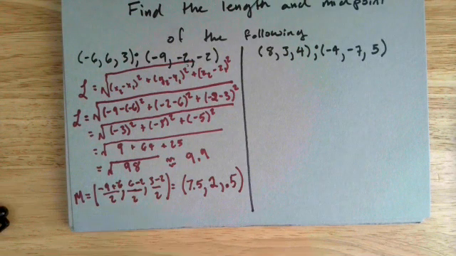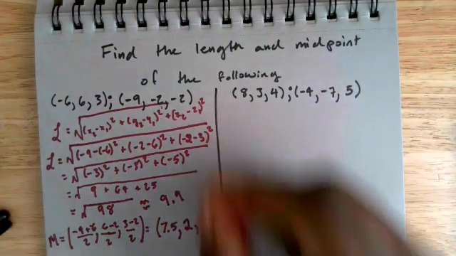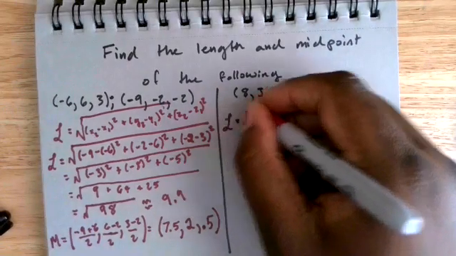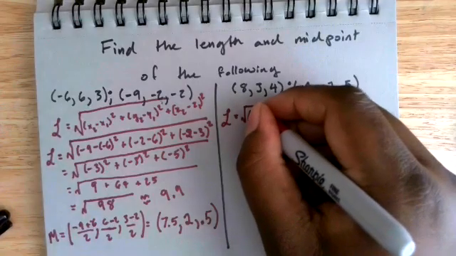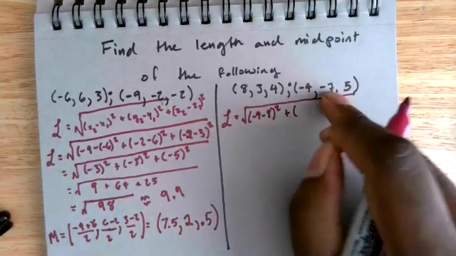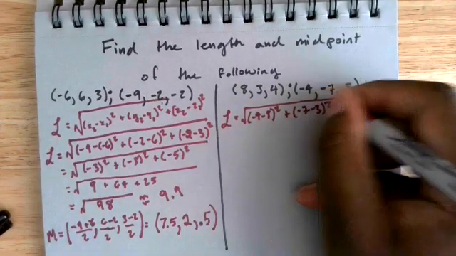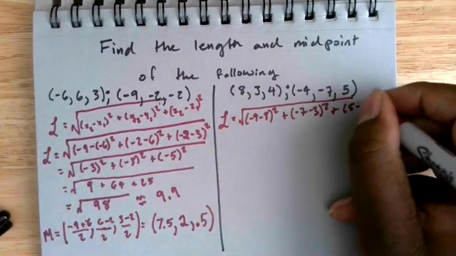All right, let's do the other one real quick. Now it should be pretty easy for us. We just plug and chug now, right? You've got an understanding. We can do -4 minus 8 squared, plus -7 minus 3 squared, plus 5 minus 4 squared.